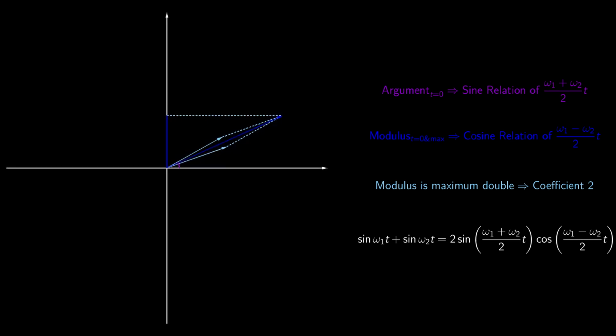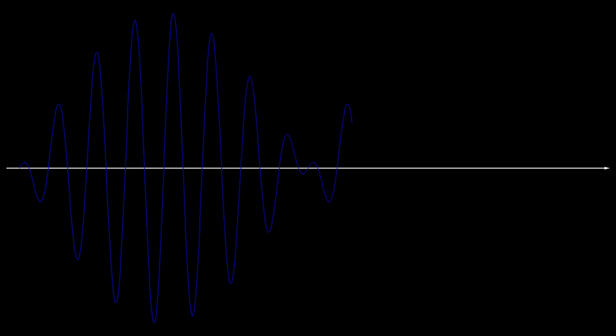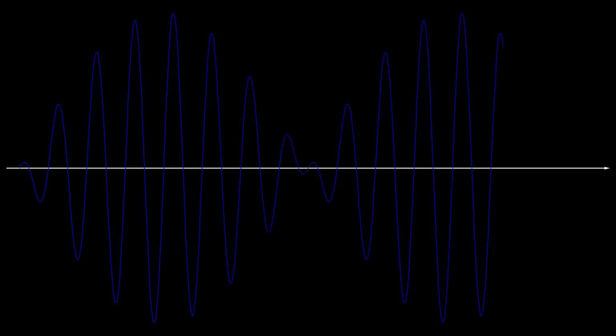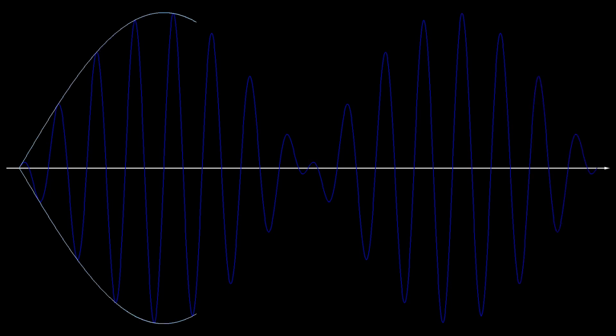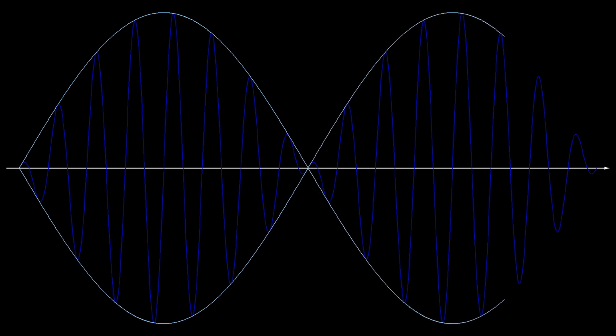What would our function look like if we plotted it out on a graph? What we get is a sinusoid that oscillates within another sinusoidal envelope. The envelope comes from our modulus term as it oscillates at a much smaller frequency. The oscillating function that is enveloped inside comes from our argument term. Therefore, we can easily see how our sum to product formula is actually correct.